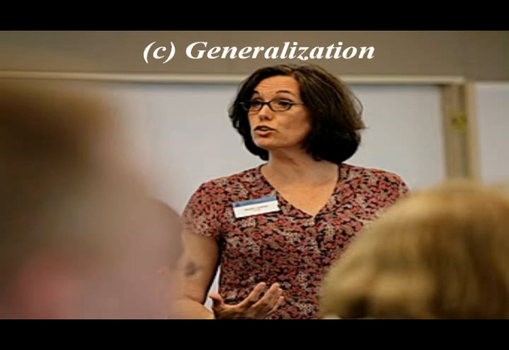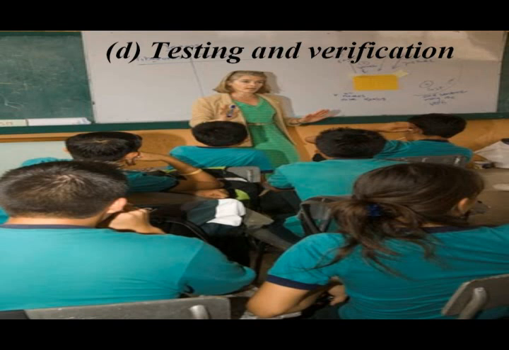Step number 3, generalization. After observing the examples presented, the teacher and the children decide some common formula, principle or law by logical mutual discussion. Then the last step, testing and verification. After deciding some common formula, principle or law, children test and verify the law with the help of other examples. In this way, children logically attain the knowledge of the inductive method.